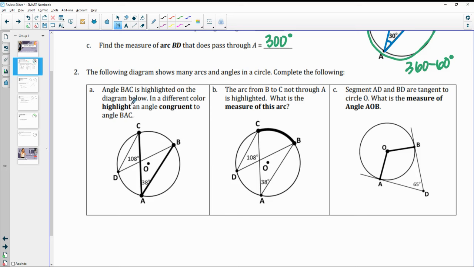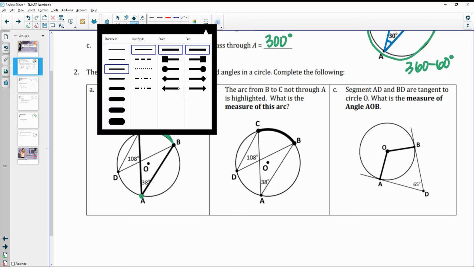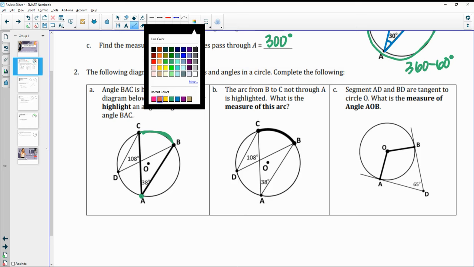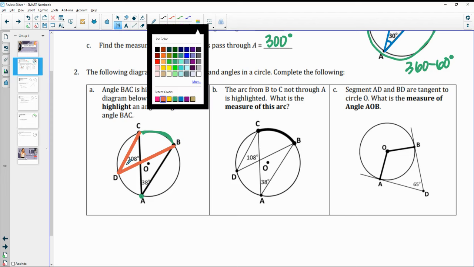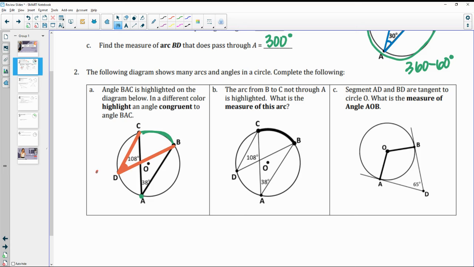Number 2 gives us a few different problems. A says angle BAC is highlighted on the diagram below. In a different color, highlight the angle congruent to that. So again, this is an inscribed angle since the vertex is on the edge of the circle. So we know that it opens to this intercepted arc. And then we see that this other angle, CDB, is also intercepting this same arc. So it starts at C, goes to the edge of the circle, and then goes back to B. So since these two angles share the same intercepted arc, that means that they are congruent to each other. So this angle here would also be 38 degrees, just like the highlighted one.